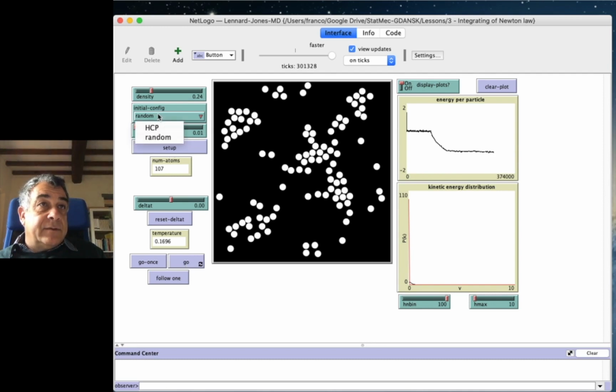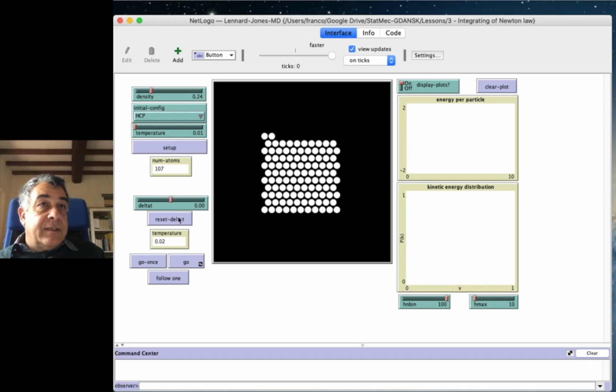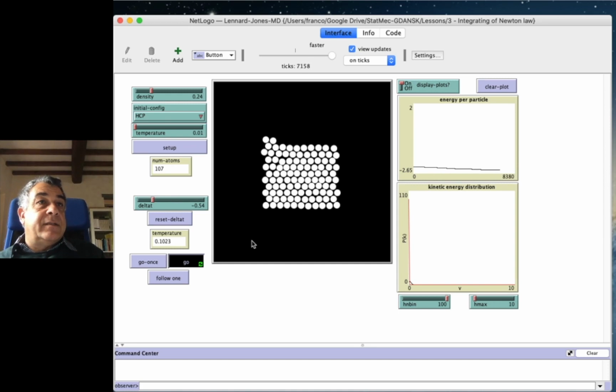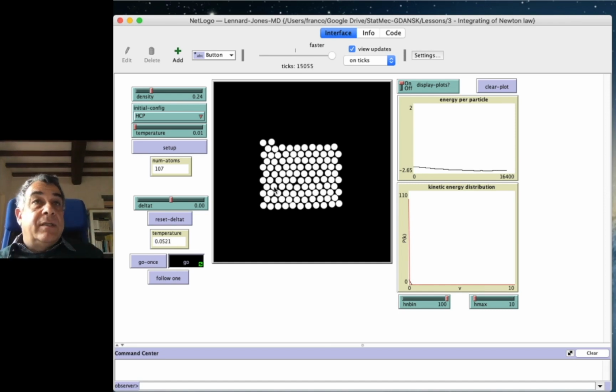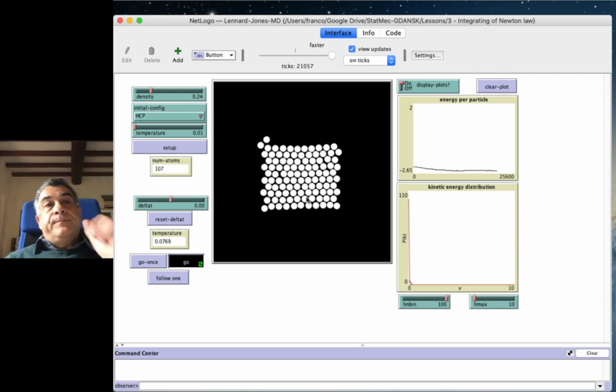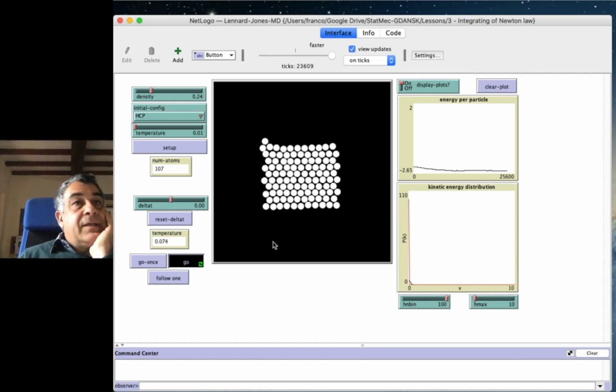And okay, so for instance, I can lower temperature. Let's see. I can lower temperature so that I can reach very, very low temperatures, and the system essentially stays together, eventually oscillating a bit, but it essentially behaves like a solid body.